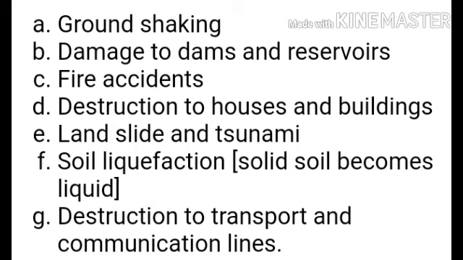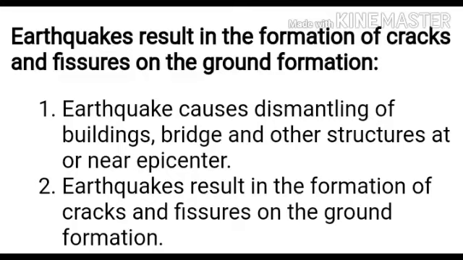Earthquakes result in the formation of cracks and fissures on the ground. An earthquake causes dismantling of buildings, bridges, and other structures at or near the epicenter. Earthquakes originate sea waves called tsunami. Rails are folded, underground wires broken, and fire breaks out inevitably in large towns.